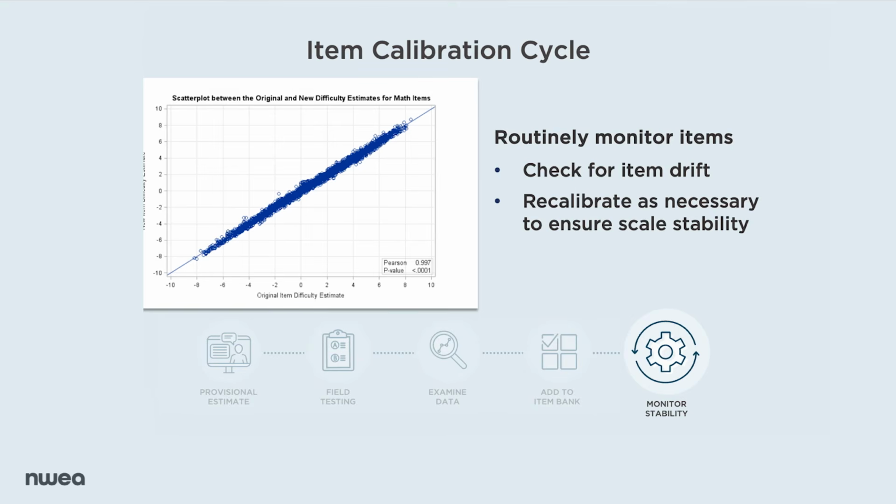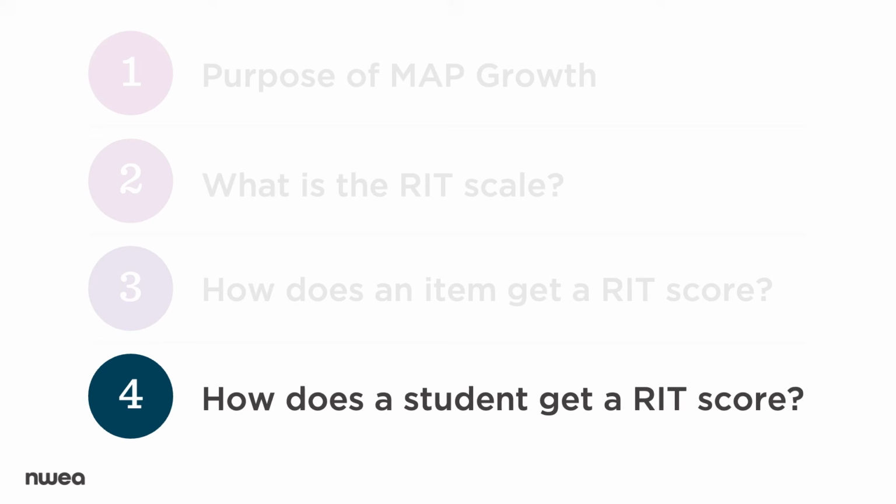and the 2.5 test. We've just walked through the rigorous process of how items get their RIT scores, from content specialist estimates through field testing and calibration. Every item in our bank of over 40,000 items has gone through this process to determine its exact difficulty level. Now let's flip to the student perspective. We have all these carefully calibrated items with known RIT difficulties. The question becomes, how does MapGrowth use these items to determine where each individual student falls on that same RIT scale? This is where the magic of computer adaptive testing comes in.